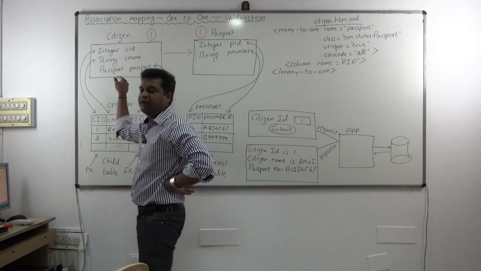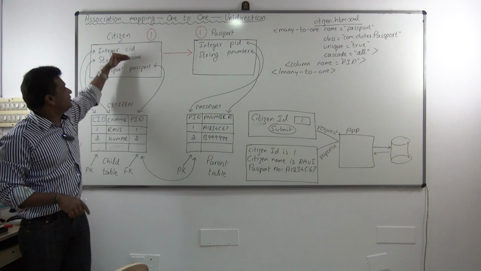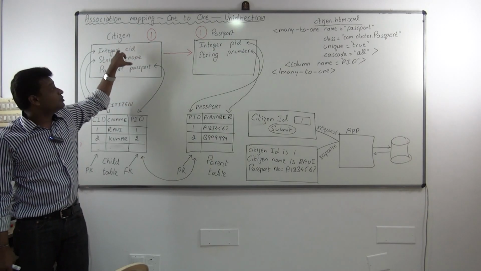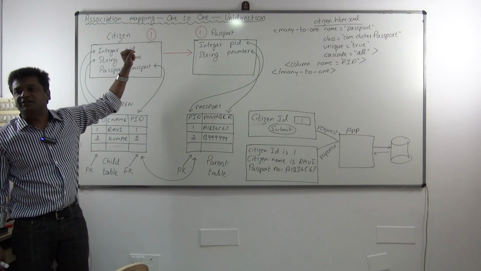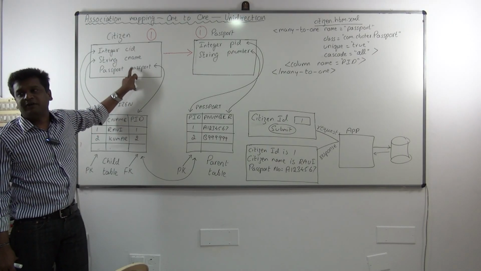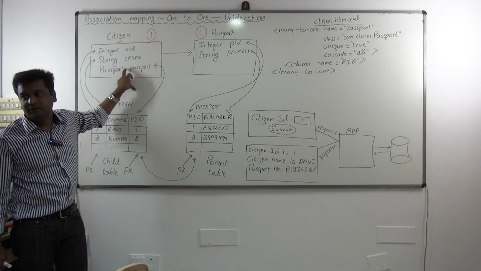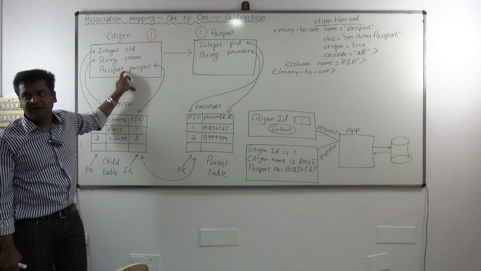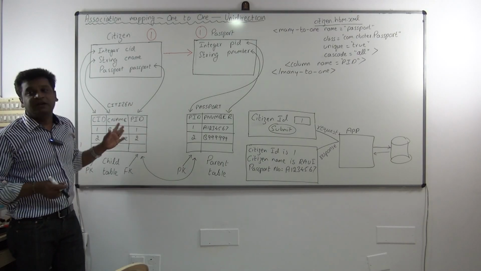Passport property. Similarly, you write the code for these two other properties. These two means you will do the mapping in citizen.hbm.xml. I am just discussing the most important tag which will do the one-to-one association. Clear? So this is how we will do it now. Are you clear with this now?